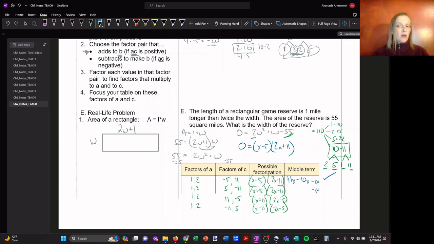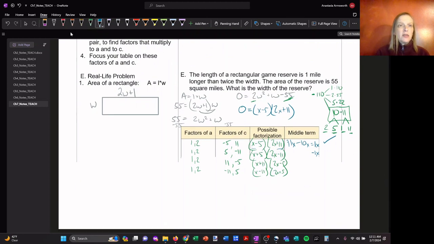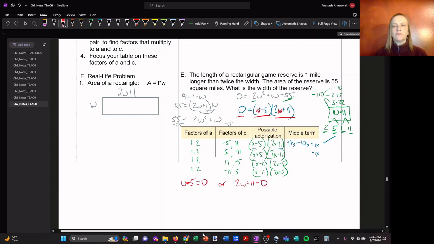At this point, we aren't quite done with the problem because we are asked what is the width of the reserve. So what we need to do is set each portion of this multiplication problem equal to 0 to find out what the possible values of x are, or in this case, w, since that's what the original equation asked for. So either w minus 5 equals 0, or 2w plus 11 equals 0.